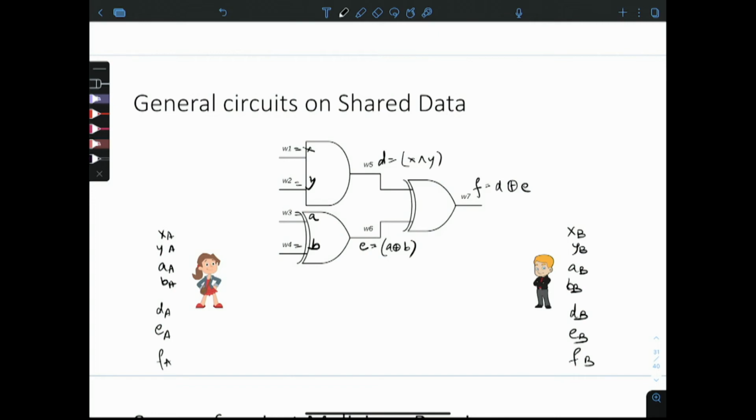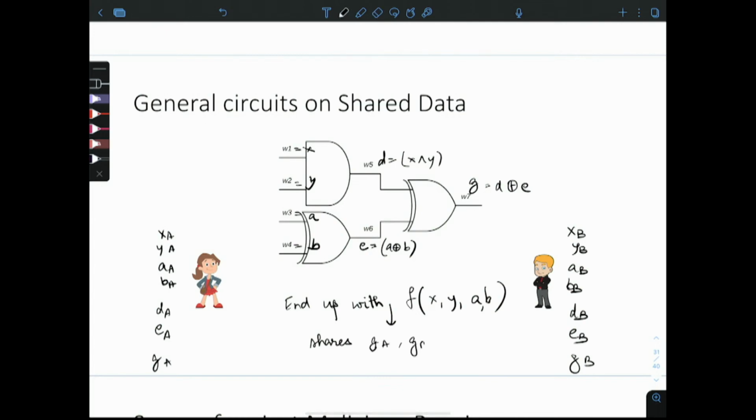One of the things that you need to be a little careful about is randomization. But you can ensure that at the end, Alice and Bob each end up with shares FA and FB of the output, which I'm denoting by F. Maybe not a great use of notation, so let me call it G. So they end up with G computed on X, Y, A, B. And they actually end up with shares GA, GB of the output wire.